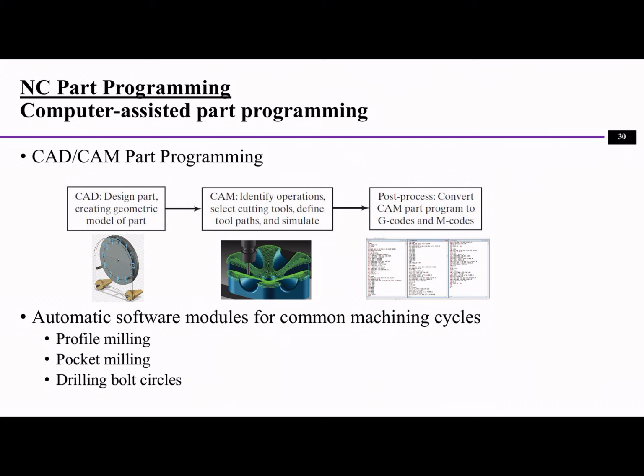In computer programming, we start with this CAD model, and then we use CAM to generate operations, select cutters, select different tools, define the tool paths, and do simulations, and then we generate the G-code here.